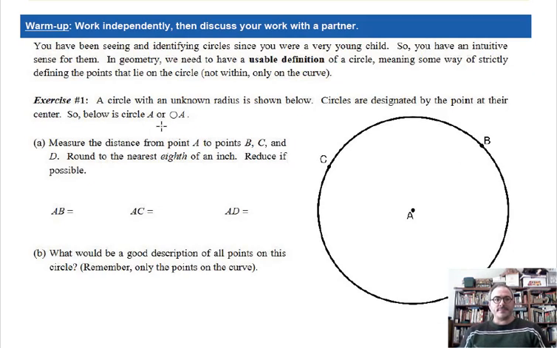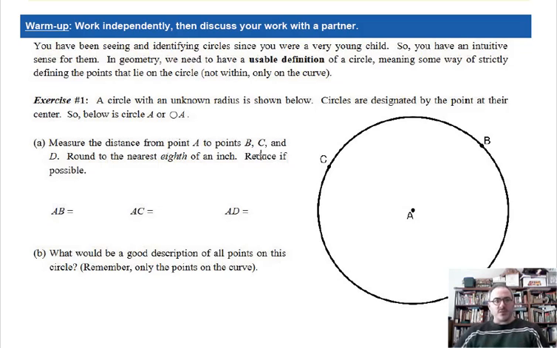All right. So, you've been seeing circles since you were a young kid, right? That's when we learned shapes, before kindergarten even. So I'm sure you already have an intuitive sense for them. In geometry, we have a usable definition of a circle. We're going to define a circle as all the points that are equidistant from a particular center. So in this case, we might pick center A and say all the points that are equidistant from that center A comprise this circle.